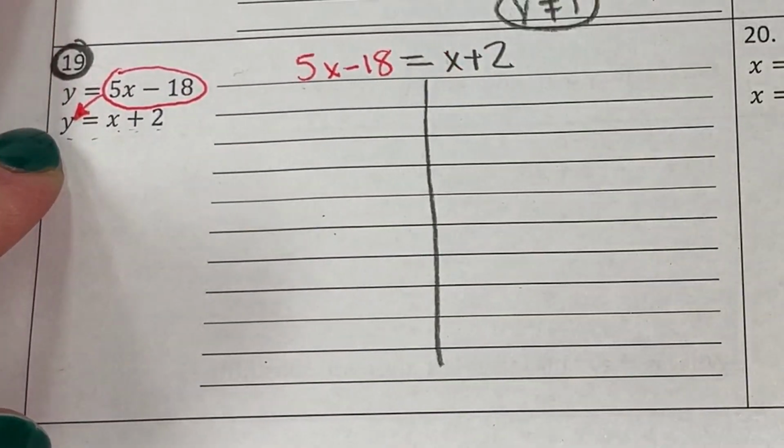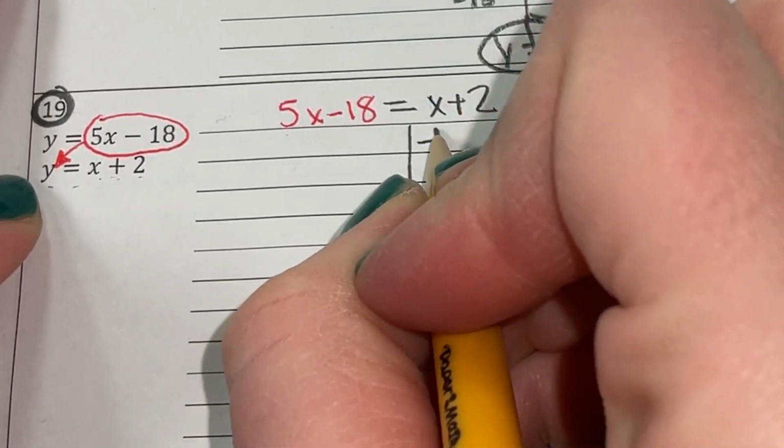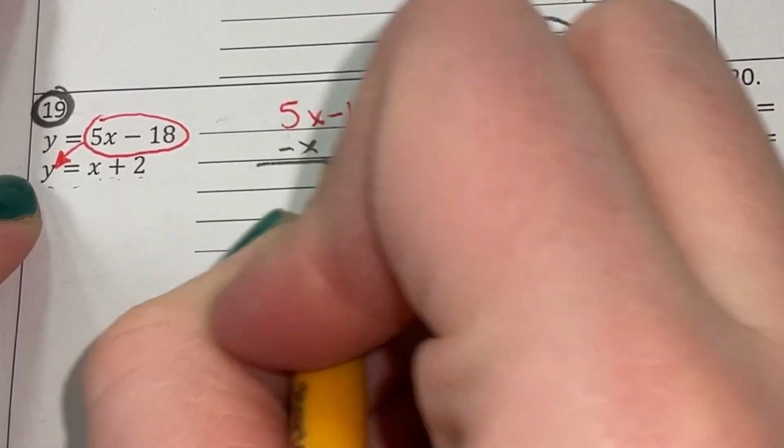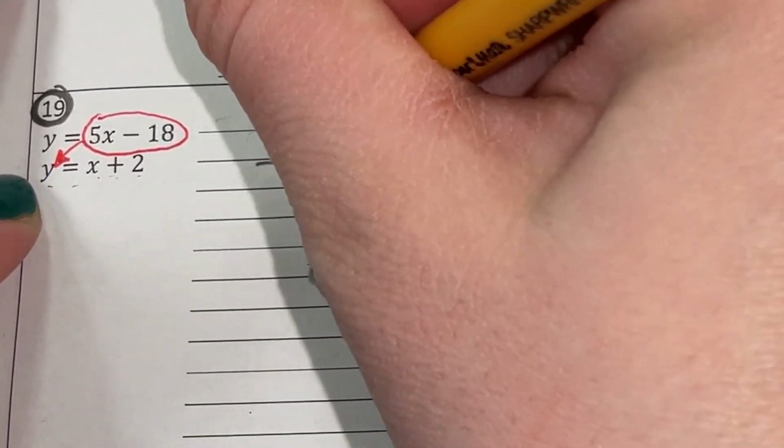And now I can solve. I don't have any parentheses. I don't have any like terms, but my variable is not on one side. So I need to subtract away that x. That's what I'm going to do. Make sure you line it up on the other side. And technically that's a 1x.